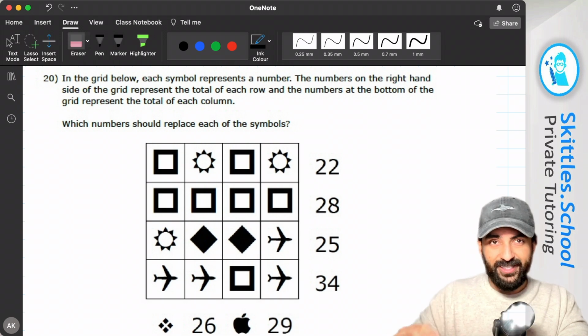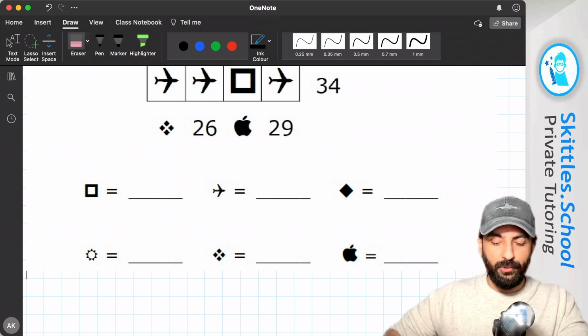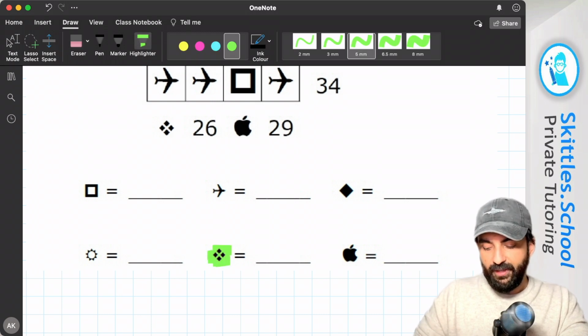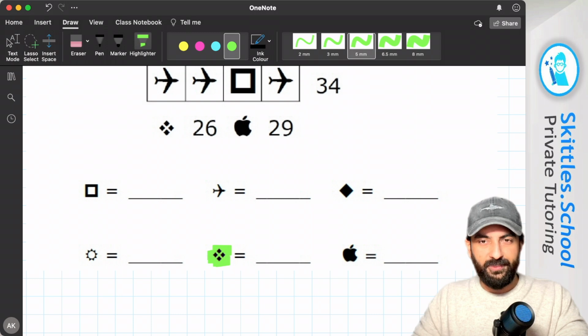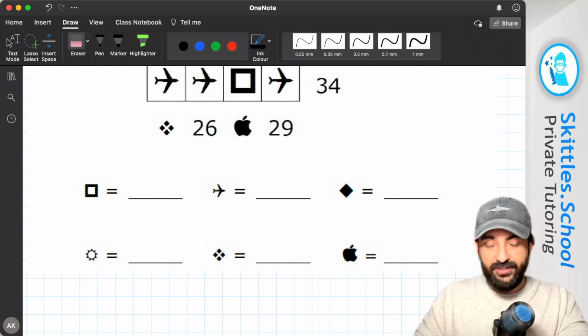So first, let's have a look at the symbols. We've got a square, an aeroplane, a diamond, a sun, an Apple logo, but we also have this symbol here. Now the technical name for this symbol is a black diamond minus white cross, but that's a mouthful. So for this question, I'm going to call it a star. Now let's take a look at our grid.